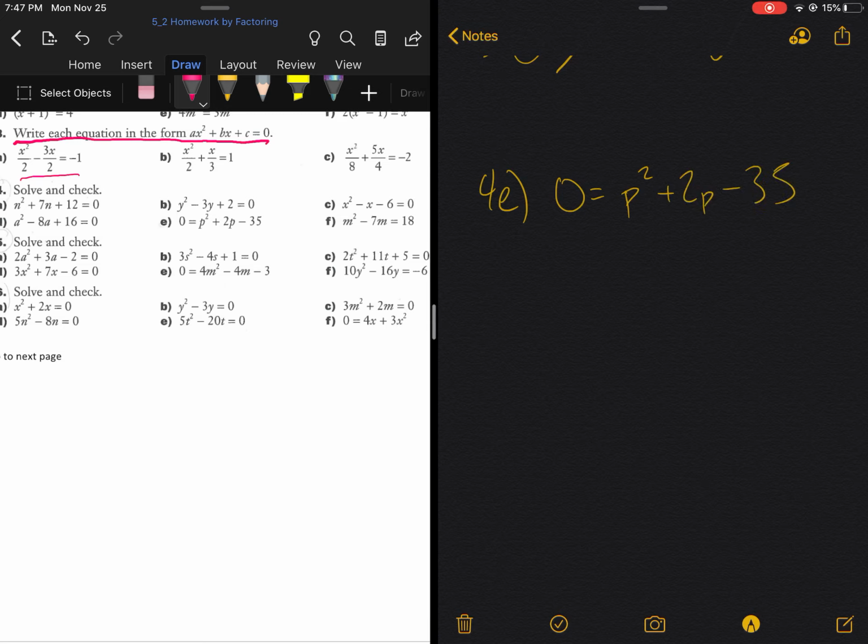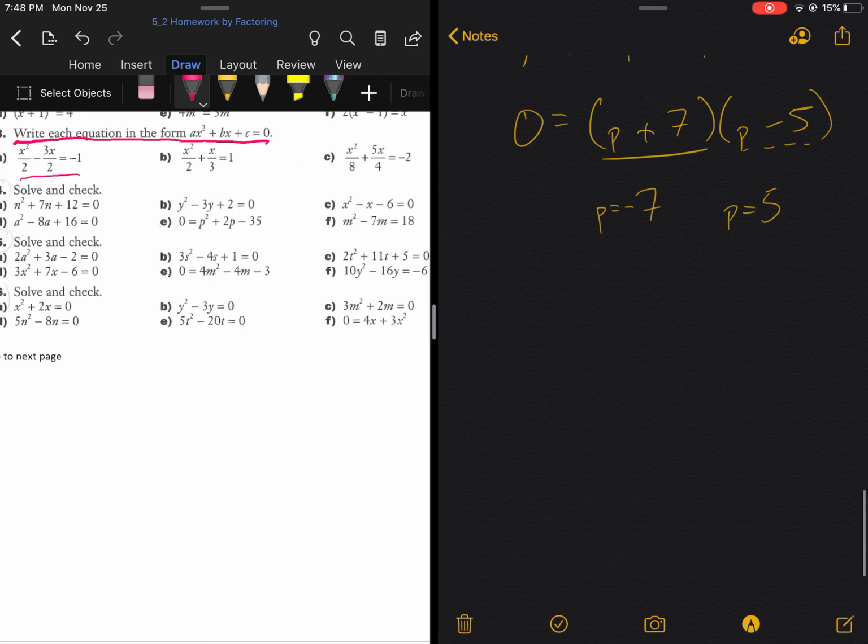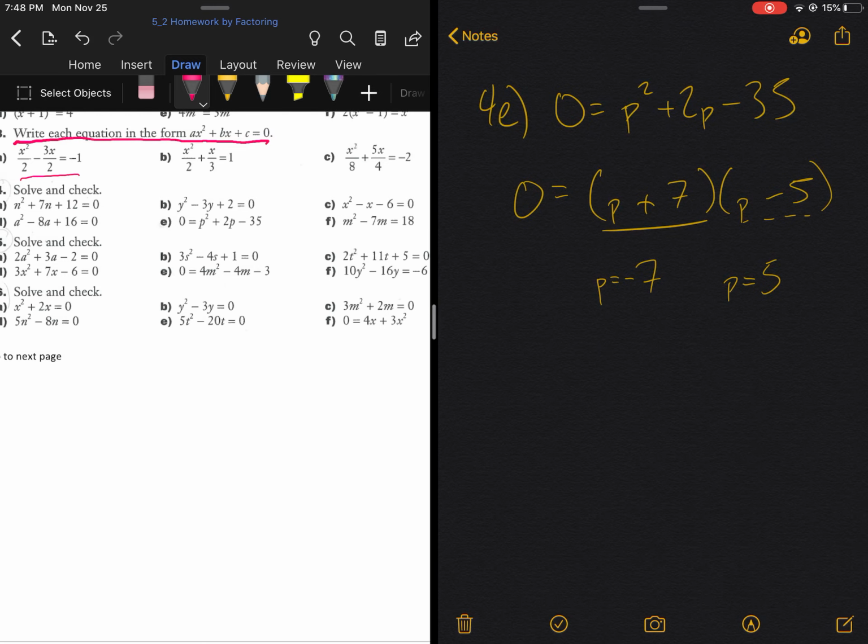For E, 0 equals p squared plus 2p minus 35. What two numbers multiply to 35? Well, 7 and 5, right? So you just write the p's, write 7 and 5. Can I get 2 by adding or subtracting 5s? Yes, I can. It's positive 2, so it must be positive 7 minus 5. What does that mean? In order for this to be 0, p equals minus 7. In order for this to be 0, p has to be equal to 5. So I got my answers.